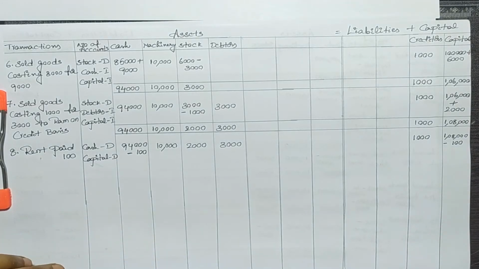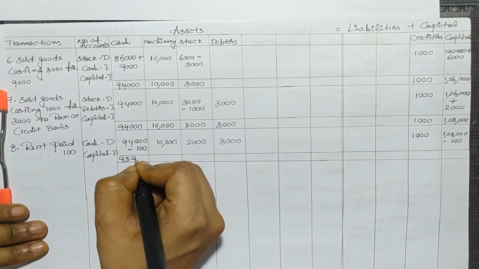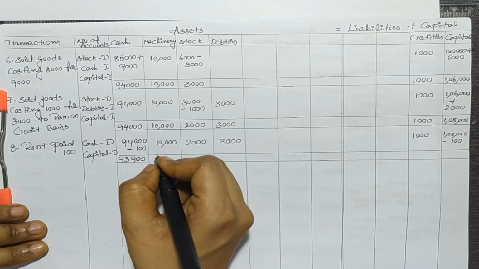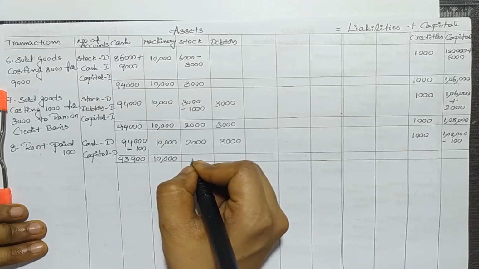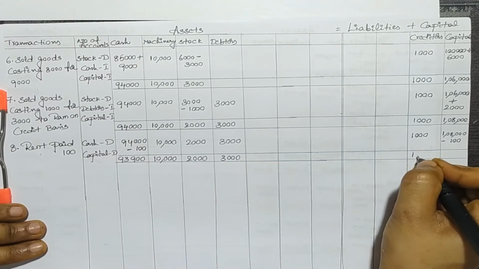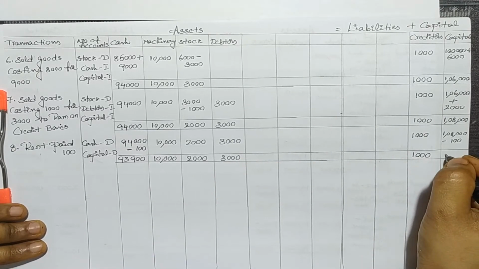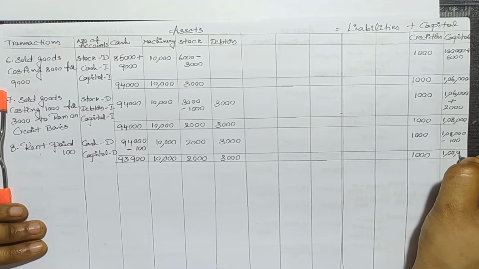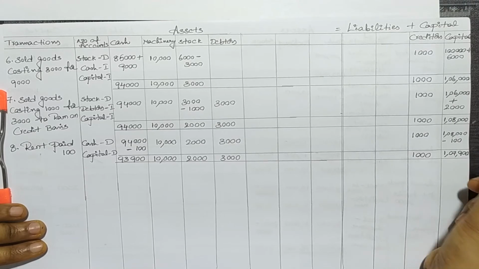After deducting the amounts, the cash value is 93,900 and machinery value is 10,000. Stock is 2,000. Debtors is 3,000. Creditors is 1,000 and capital is 1,07,900. Asset side total is 1,08,900 and liability side total is 1,08,900. Here also both the sides totals are matching with each other.